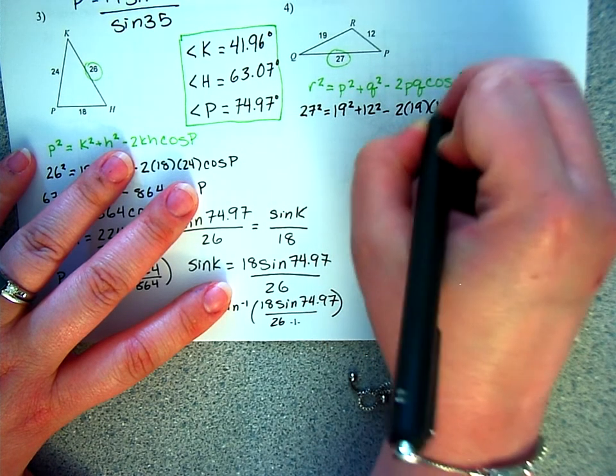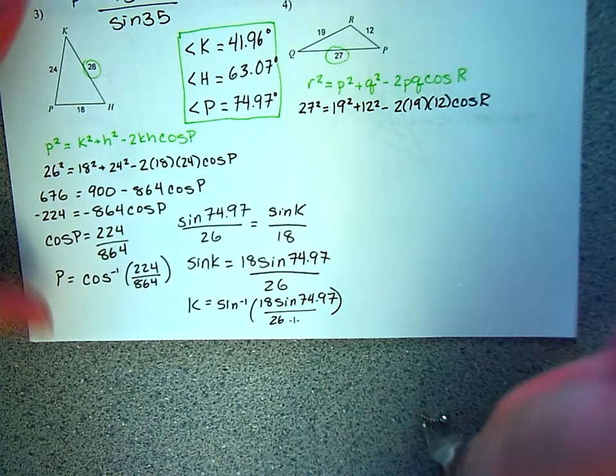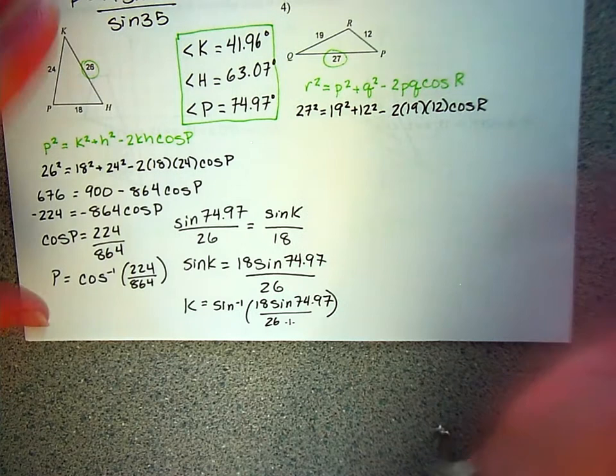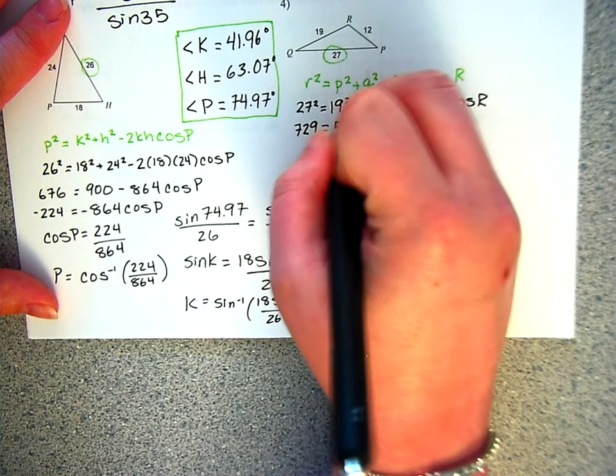I'm going to do all the same steps we just did on number 3. So I'm going to multiply everything for my next step. So 729 equals 505 minus 456 times cosine r.